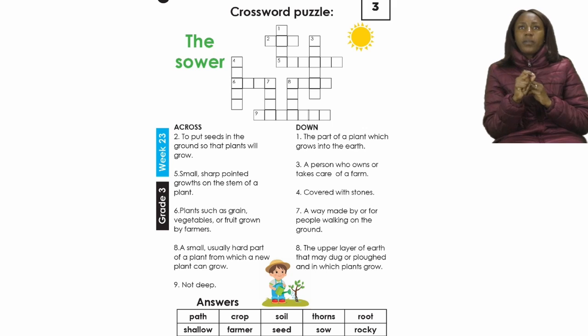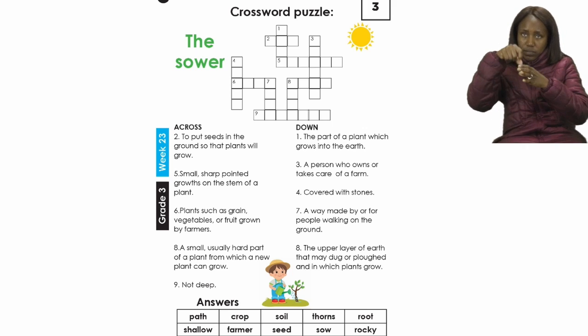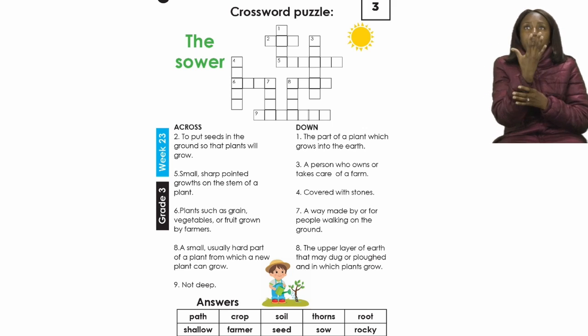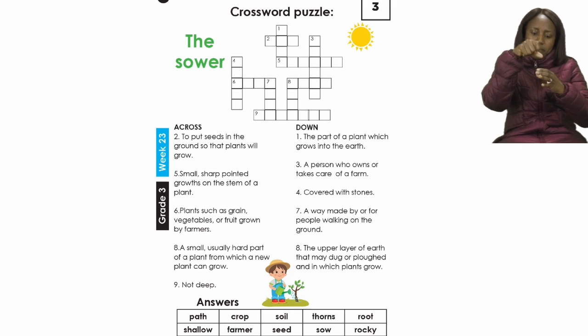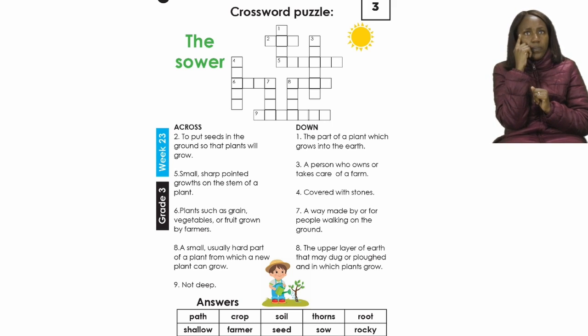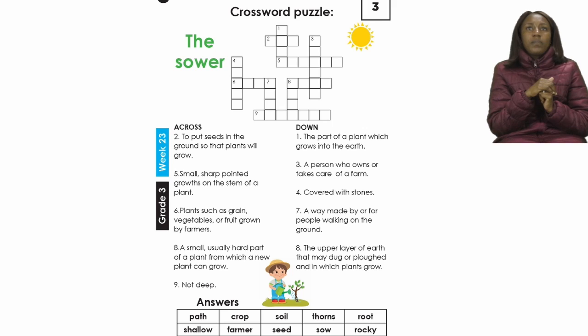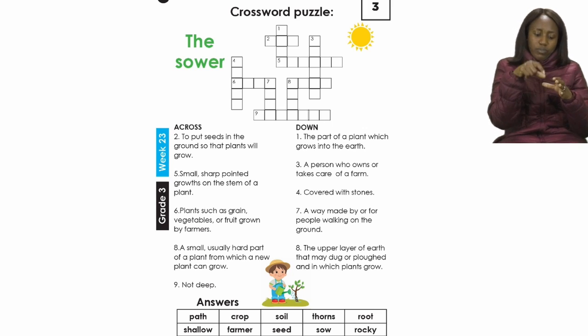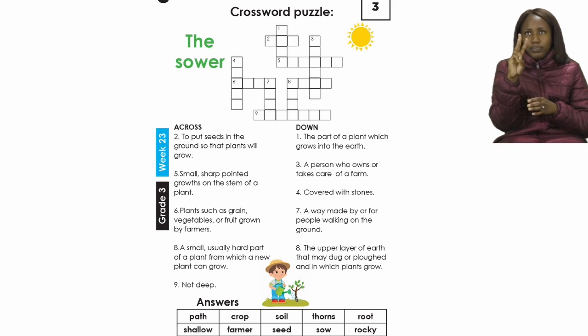Let's read it. 2 across, to put seeds in the ground so that plants will grow. To put seeds in the ground so that plants will grow. What do you think this answer is? If you said sow, then well done. So now we have our answer for number 1 down and our answer for number 2 across.